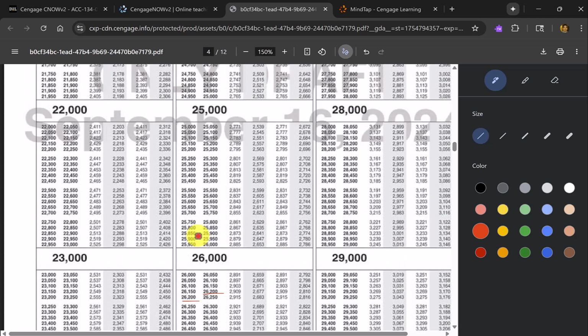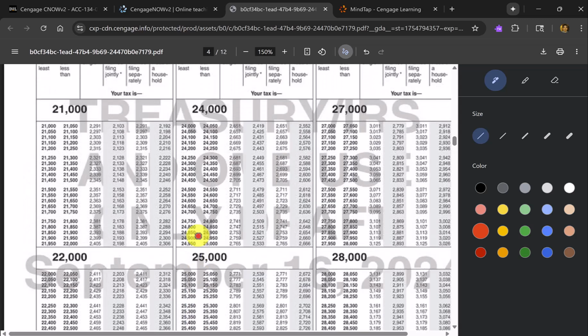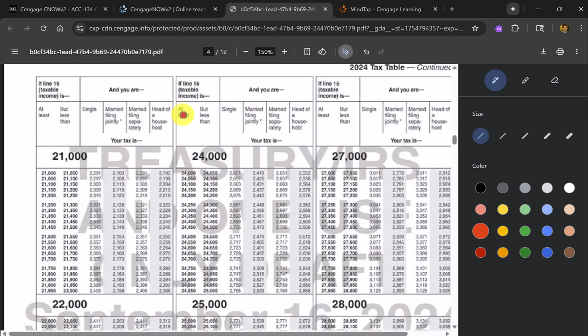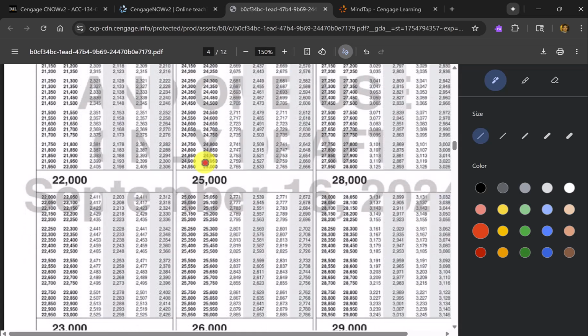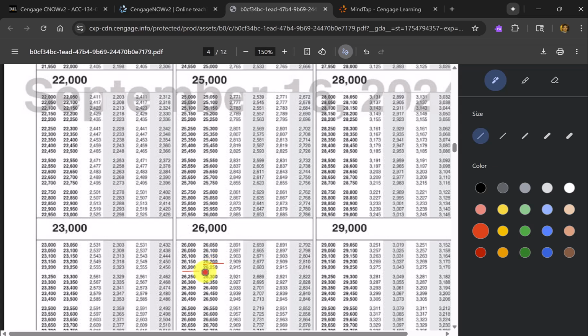So what you should do is look at the tops of the columns. At least 26,200 is at least 26,200. So that sounds good to use in this column. 26,200 is not less than 26,200. So you don't use that amount here. So the row we're going to be using is this one right here.